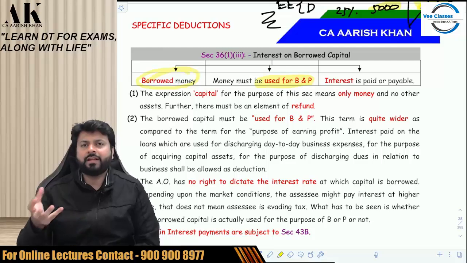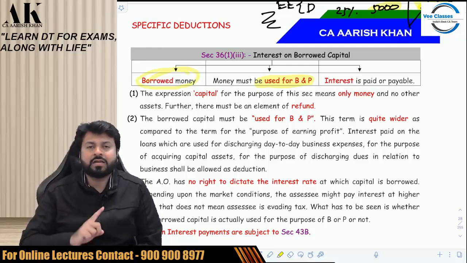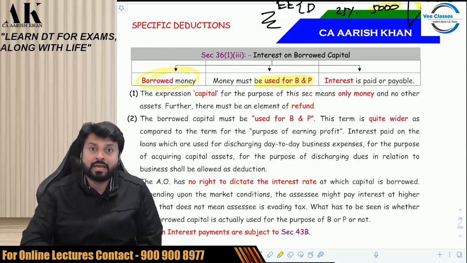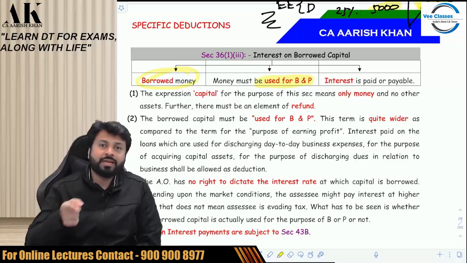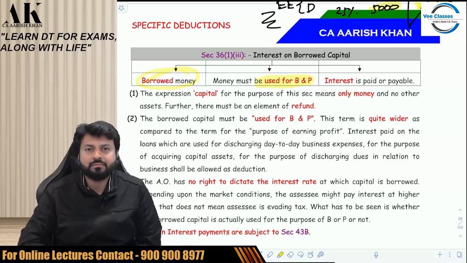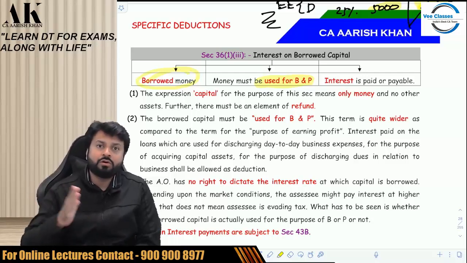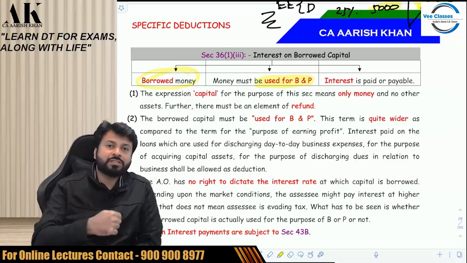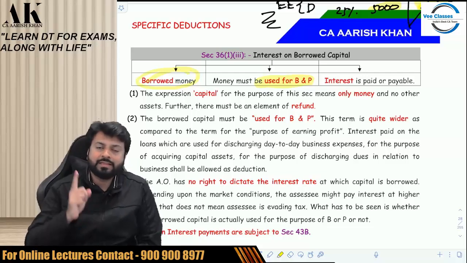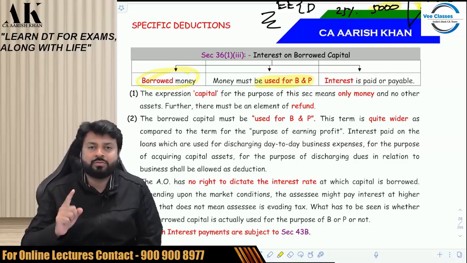Then, sir, if I take a loan for the purpose of paying income tax, will I get deduction? The answer is no. Why? Because income tax is considered to be a personal liability. It's a personal tax. If you take a loan to pay income tax, then the interest on that loan will not be allowed as deduction. But if I take a loan for the purpose of making payment of what? GST, then the interest on that loan will be allowed as deduction because GST is considered to be a business liability.